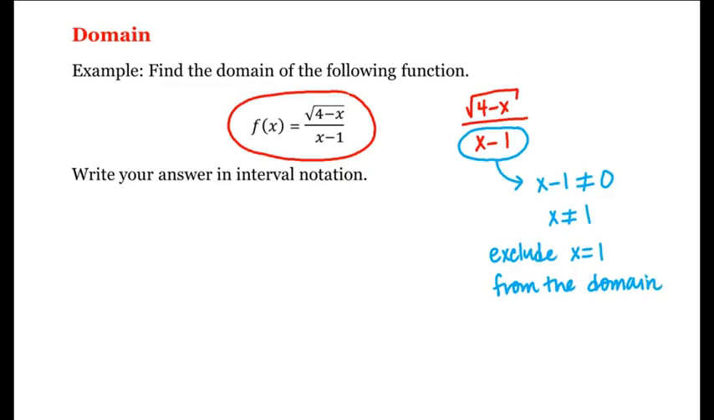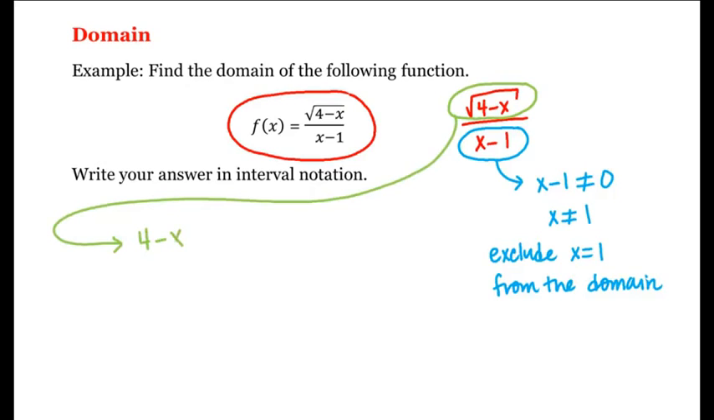Now, what else do we notice about this function? The numerator here contains a square root. And a square root will be a real number as long as what's under the square root, namely 4 minus x, is greater than or equal to 0, or x has to be less than or equal to 4.